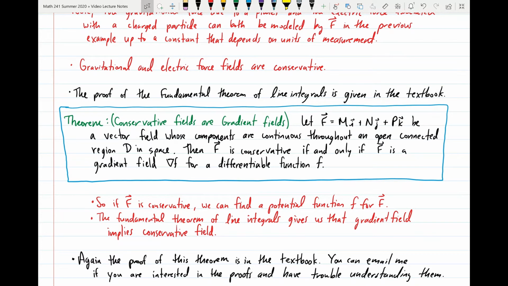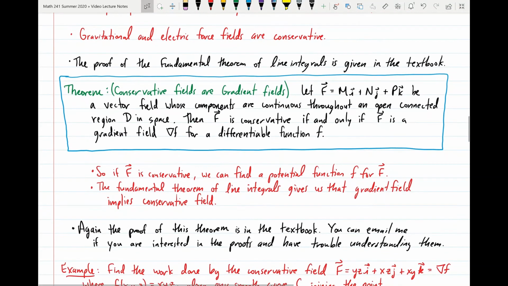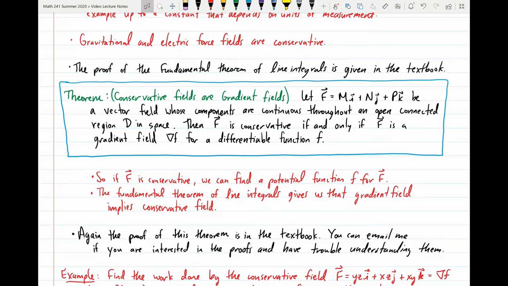So next up, for the next big theorem of the section, we have the theorem stating that conservative fields are gradient fields, and this is actually an if and only if statement. So if we let F equal M i plus N j plus P k be some vector field whose components are continuous throughout an open connected region D in space, then F is conservative if and only if, meaning that this goes both directions, F is a gradient field for a differentiable function f.